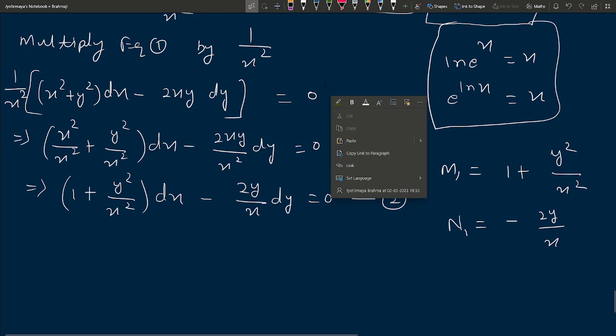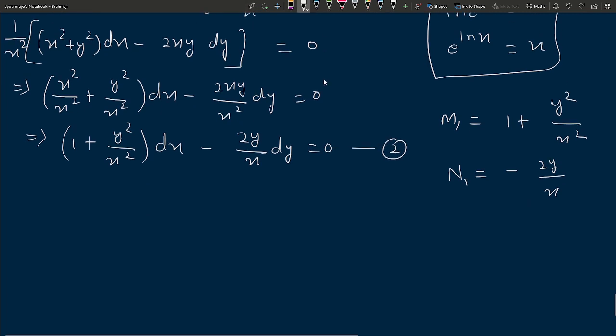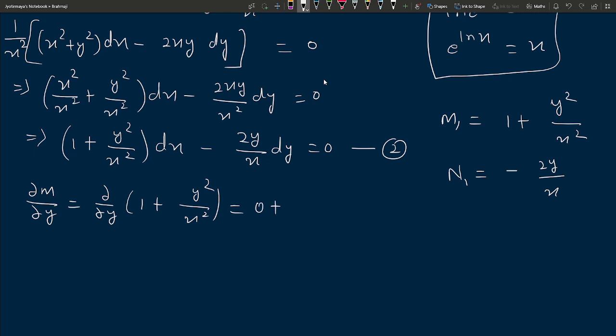To check exactness, I will find del m by del y. Del by del y of 1 plus y square by x square. The derivative of 1 is 0. Taking the partial derivative with respect to y, x square is a constant, so 1 by x square is a constant. Del by del y of y square, 0 plus anything is 0. 1 by x square, the derivative of y square is 2y. So this is 2y by x square.